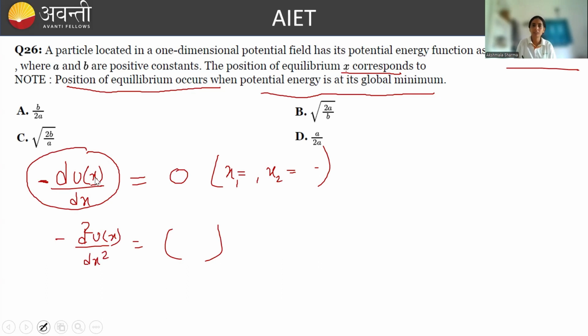Now, in that something, put the value of x and check if that something is coming positive or negative. If it is coming positive, it means at x1 it is minima, and if it is coming negative, it means at x1 it is maximum.